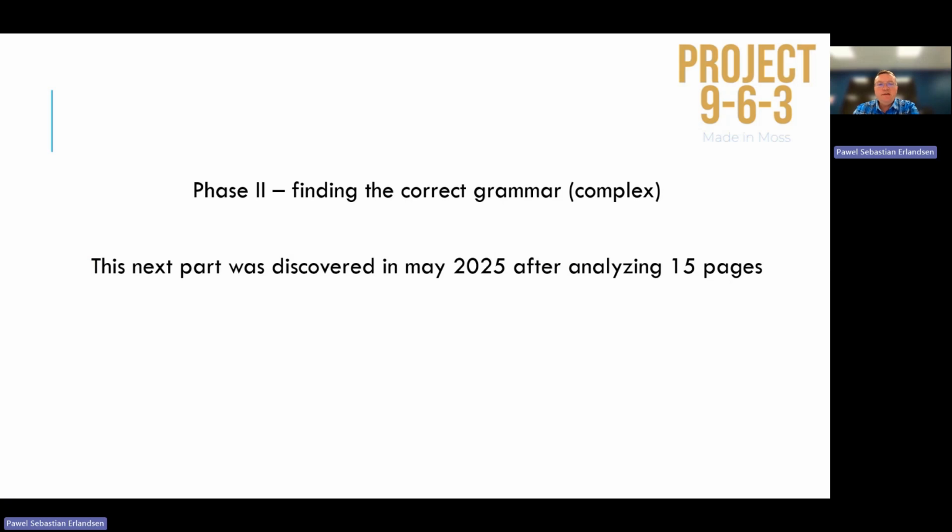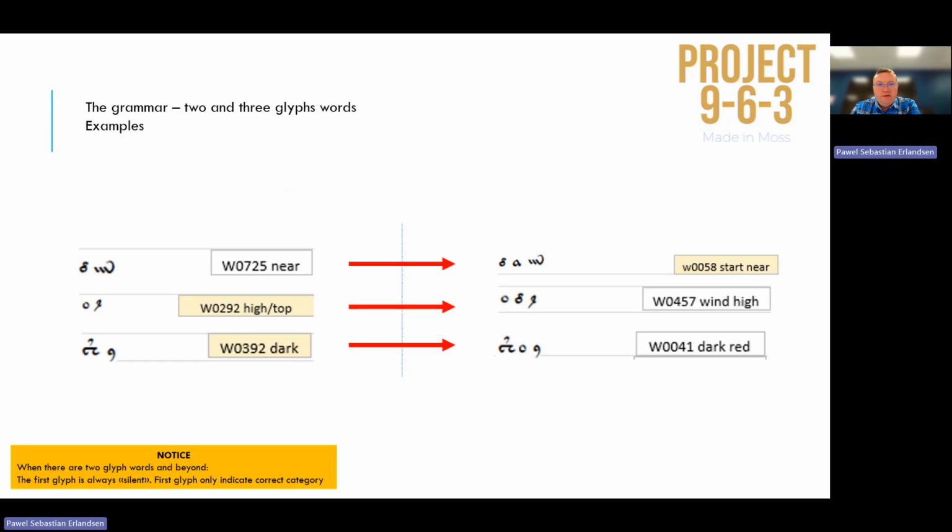After the initial category model was published in March of 2025, and working to a number of 15 pages of analyzing, we also discovered a part of the grammar. And here we go, I'll show this to you. The grammar is unique. To solve it, it looks like you have to use the first glyph as a category, as we showed you in the first part, but then it goes silent.